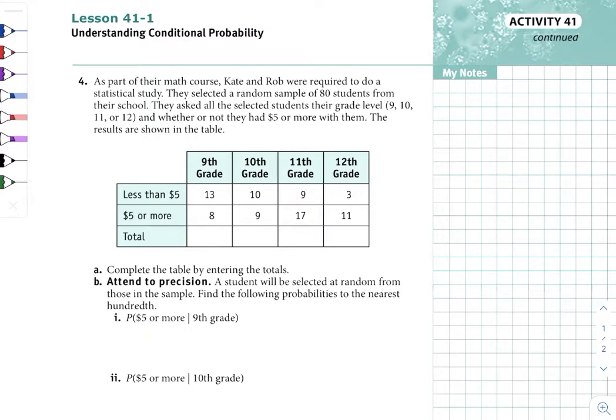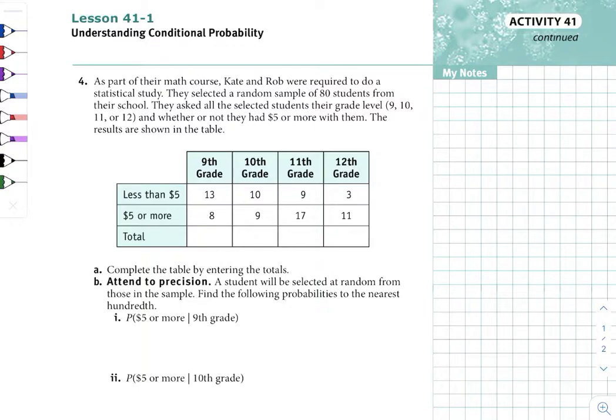Hello everyone and welcome to my video on conditional probability. We are working in 41.1 looking at number 4 on page 597. So let's go through this.